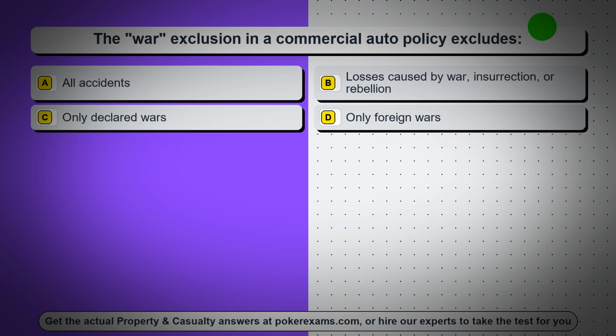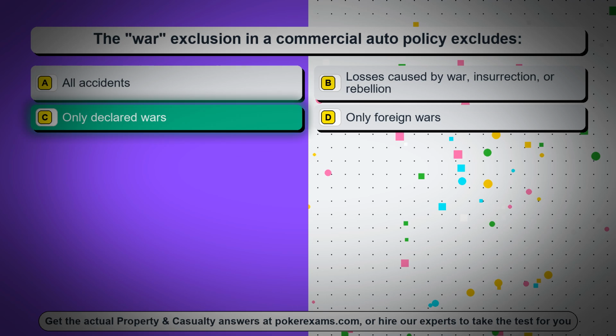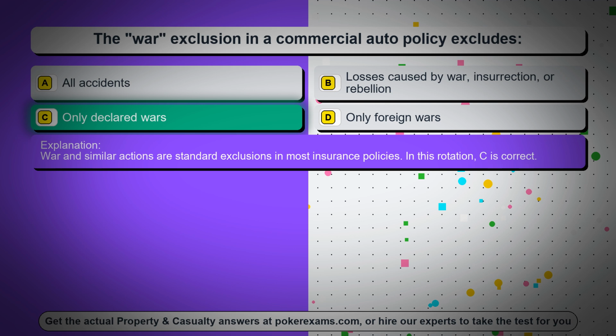Question 77. The war exclusion in a commercial auto policy excludes, option A, all accidents, option B, losses caused by war, insurrection, or rebellion, option C, only declared wars, option D, only foreign wars. The correct answer is option C, only declared wars. War and similar actions are standard exclusions in most insurance policies. In this rotation, C is correct.